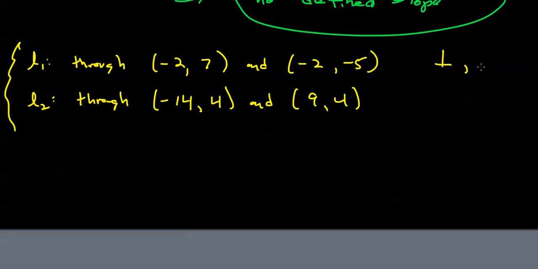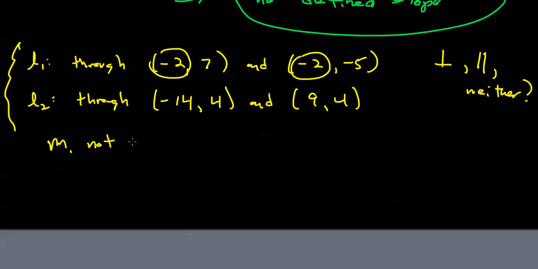Let me write down the question. Are these parallel? Are these perpendicular? Or are these lines neither? That's the question at hand. I hope you notice, in the light of the 2 previous examples, the x-coordinate is constant between those 2 points. That means a vertical line. That means the slope is not defined. Alright, so the slope of line 1 is undefined. You write that down. M1, slope of line 1 is not defined. I'll just write down no defined slope. That's how our book handles the vertical line situation.